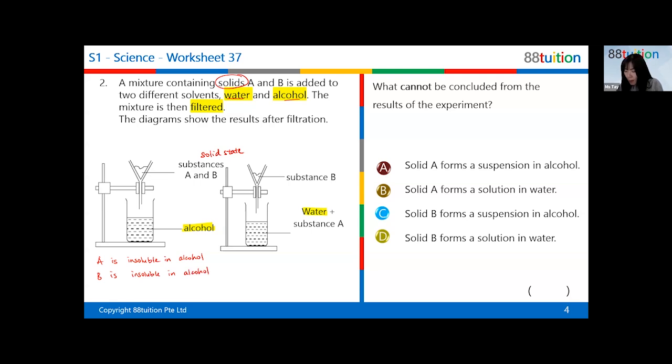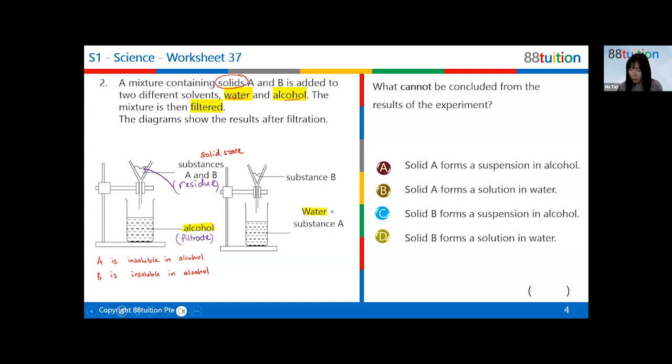Okay, so because they're insoluble, that's why they are trapped here as the residue. Whatever is trapped inside the filter paper, we call it the residue. Whatever flows out is the filtrate. The filtrate is exactly just the solvent. Why is that so? Because nothing can dissolve in it in this case.